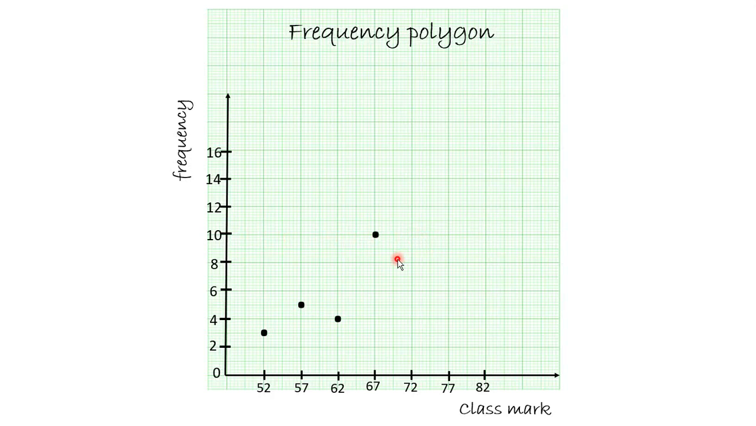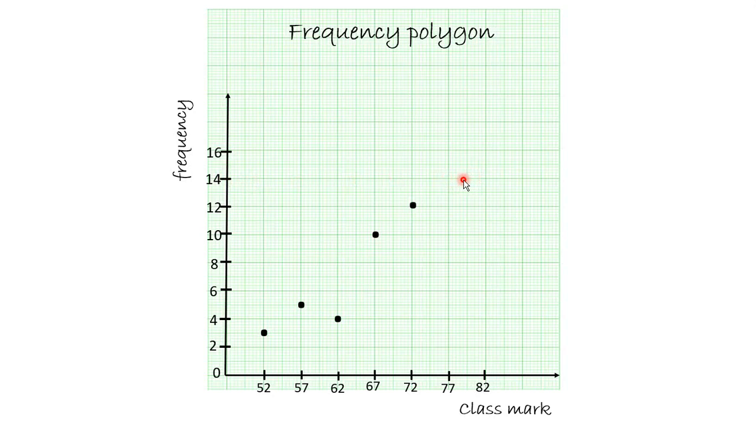And then we are going to plot 10 against 72 here. Oh, sorry, 10 is not against 72, but 10 is against 67. So 10 against 67, we plot it there. And then we are going to plot 12 against 72, so that one will be here.